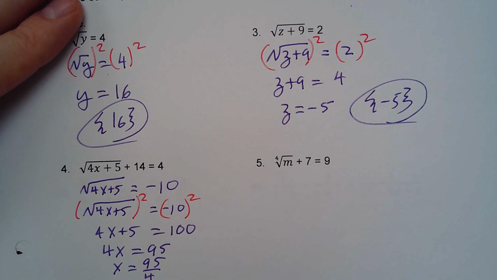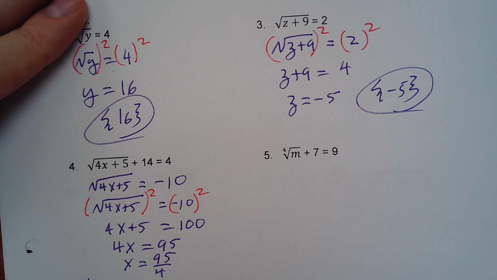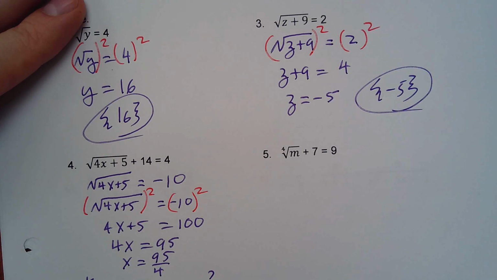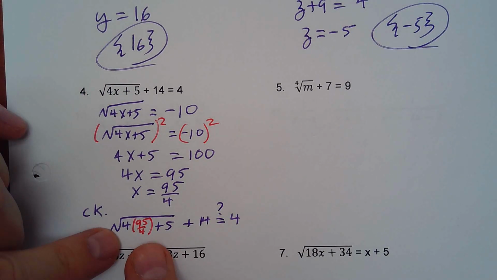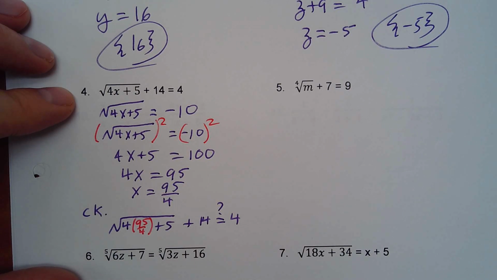Okay, so let's do the check. Let's actually write out the check for this one. This is a little bit more complicated. So you can do this on your calculator very quickly, or the 4's divide out. Oh, sorry about that. So I'm just rewriting this problem, plugging in 95 over 4. And we can do this on our calculator, or we can do it by hand.